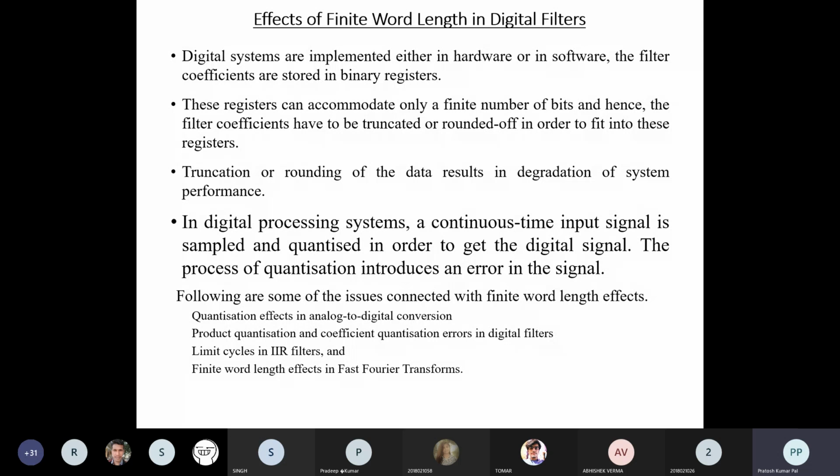So we will start with the last topic, that is finite word length. So what is the effect of finite word length? We will be discussing this in these coming two lectures.